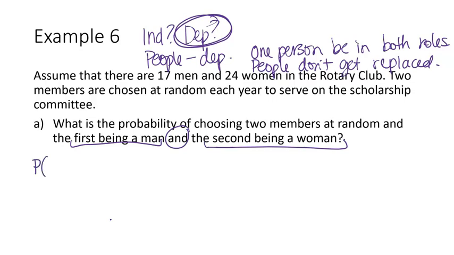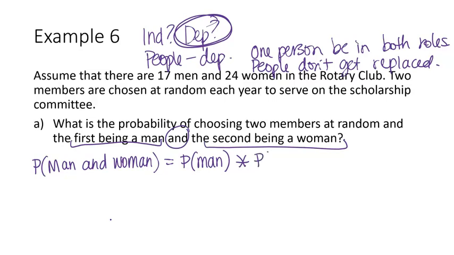If I'm looking at the probability of being a man first, and then selecting a woman second, I can look at those separately. Find the probability of just selecting a man, and tells me to multiply by the probability of selecting a woman, given the man is already chosen.